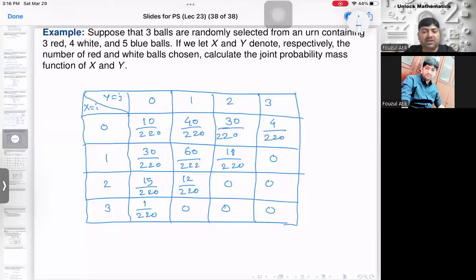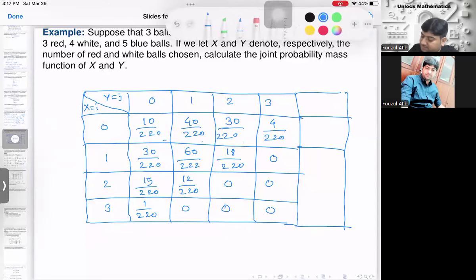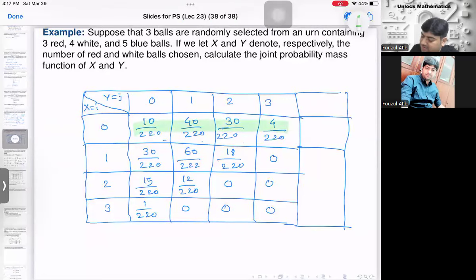And how can we calculate the probability mass function of the random variable x? Then you have to do that x is equal to 0, marginal probability mass function, right? So take the sum over y with x equal to 0, right? If you take this sum, this will give you the probability of x is equal to 0. That means x is equal to 0 and summation over y, right? And this value will give you 84 divided by 220.